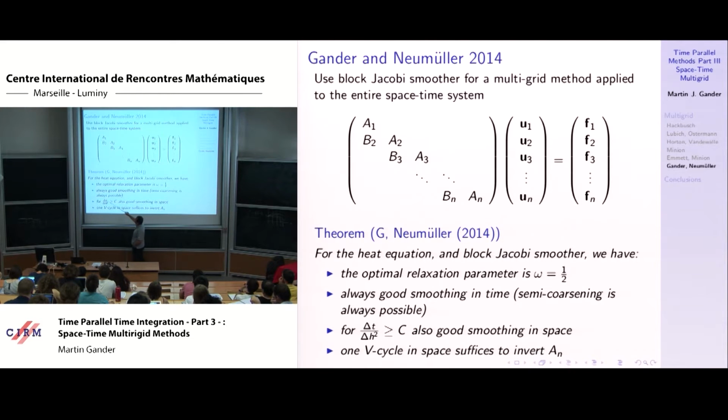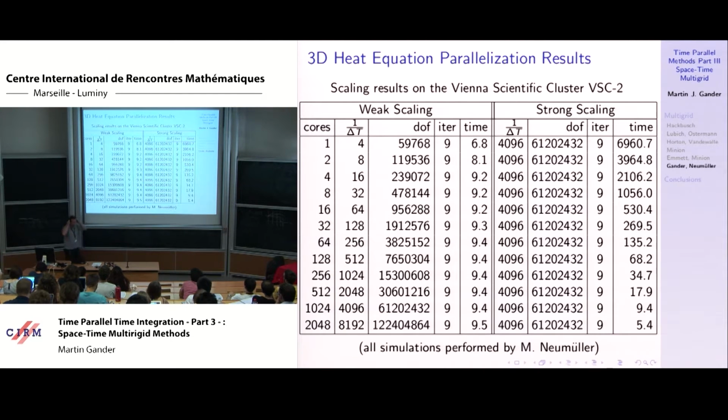We also have a criterion that says if delta t over delta x squared is bigger than c, then we can also coarsen in space, so we can do full space-time coarsening. And what we do is we don't invert these diagonal blocks. We just apply again a V cycle, but now in space. So this is a full space-time multigrid method. We have complete analysis. The paper just appeared. And this algorithm scales amazingly well on large-scale architectures. It's by far the best parallel solver I know for the heat equation in space-time at the moment.